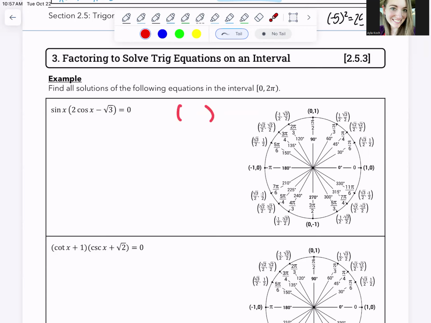We said this was really useful when we had something that was factored, because then you can just set each factor equal to zero and then you're able to solve many equations and find the answers. And that's what we're going to do on these problems. These are find all solutions in the interval 0 to 2 pi. So when it comes to all solutions, that'll be a later video, but these are on the interval 0 to 2 pi.